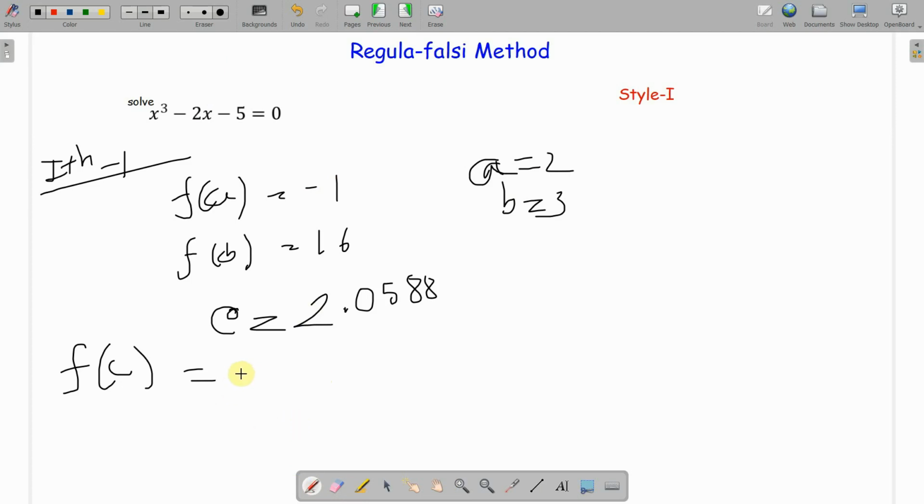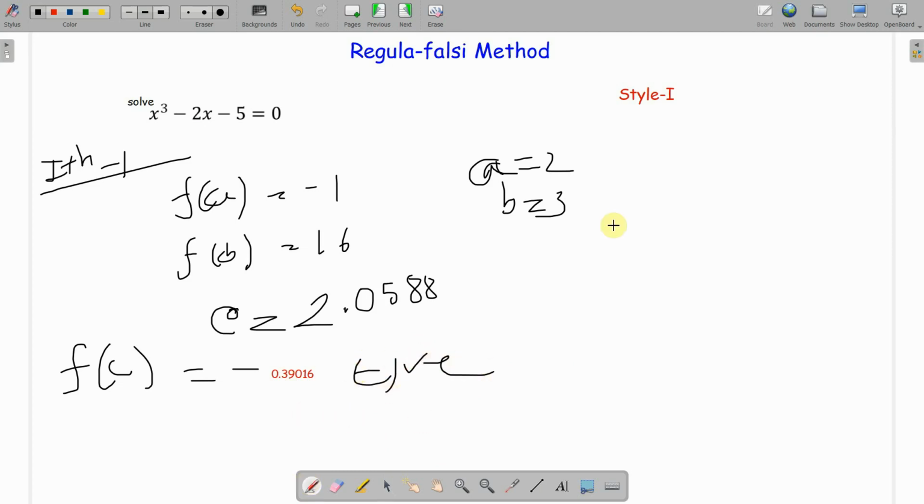What is the value of FC? The value of FC you are getting? Tell me. Minus 0.3908, okay, 0.39016. So it's giving you the negative value.